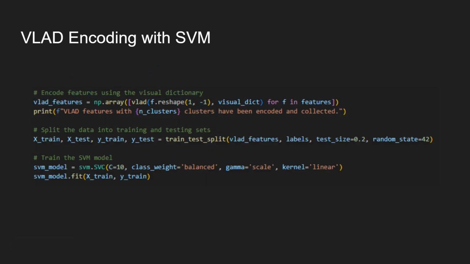So now for my actual VLAD encoding. This is where I do the encodings and training. You can ignore this first print statement, that's just for me, but first I encoded the features. The VLAD encoding process is applied to the features I extracted previously. It reshapes the features to make sure it's a 2D array suitable for processing, and then applies it to my VLAD function.